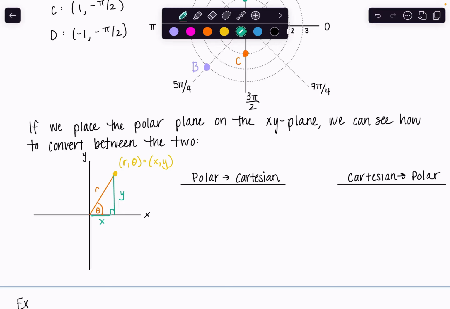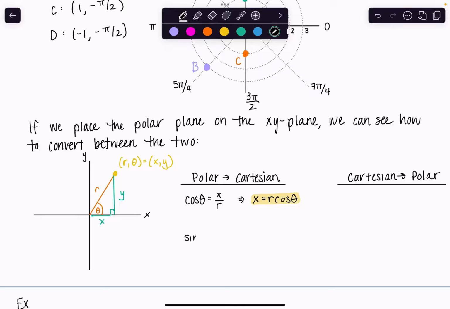So if I'm starting in polar and I'm given r and theta, I want a way to convert to x and y. So that's where we can use our triangle. If I look at cosine of theta, it's adjacent over hypotenuse. So cosine of theta is equal to x divided by r. And just rearranging that gives us x is equivalent to r cosine of theta. So if I know r and theta, I can convert to x easily.